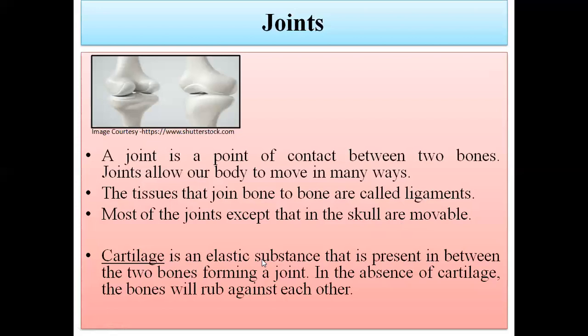Cartilage is an elastic substance that is present in between the two bones forming a joint. In the absence of cartilage, the bones will rub against each other. So cartilage is an elastic substance which allows us to hold these bones. To overcome the friction between the bones, this cartilage is present in between the joints.